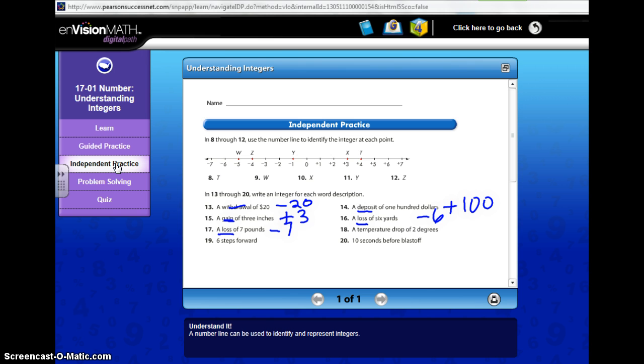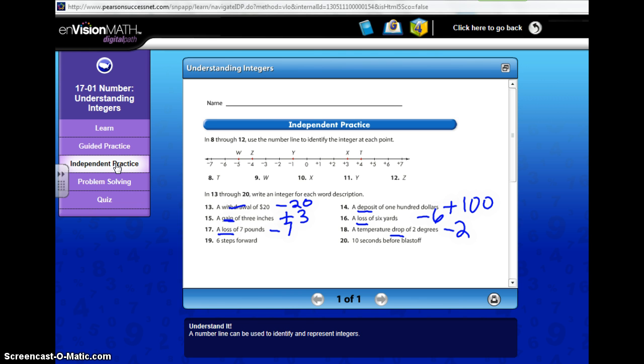So the temperature outside dropped 2 degrees from yesterday. How would you write that integer if it dropped 2 degrees? Daffodil. Good work. What's the key word? Thank you.